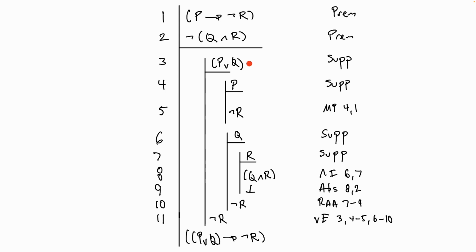Finally, having supposed that P or Q was true in addition to our premises, and having derived not R under that supposition, we can discharge that assumption and conclude that what follows from our premises alone is the conditional statement, if P or Q, then not R.